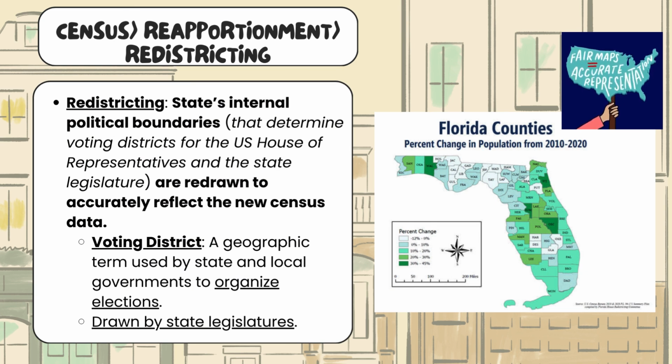Every 10 years, the states redraw their internal political boundaries based on new census data. This process is called redistricting. Voting districts are geographic areas that are used to organize elections and determine who represents you. So who draws the lines? State legislators do, meaning politicians decide how these maps are drawn. Sounds fair, right? Well, not always. That's where gerrymandering comes in.